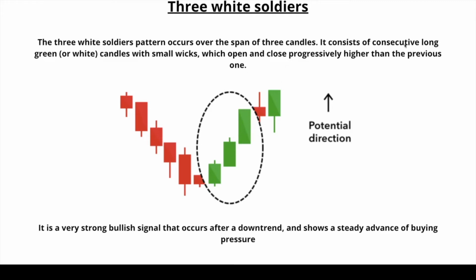It consists of consecutive long green or white candles, depending on the type of colors that you're using for your candles, with small wicks which open and close progressively higher than the previous one. It is a very strong bullish signal that occurs after a downtrend and shows a steady advance of buying pressure.